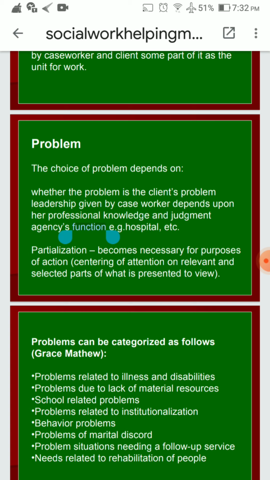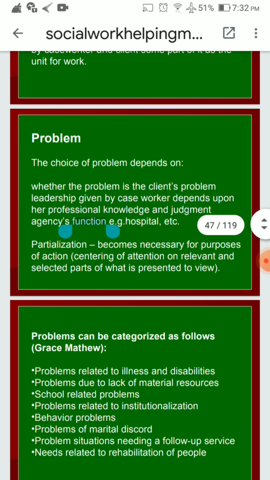That's why in our problem, we need to assess. We have three types of assessment: the pre-assessment, the assessment, and the post-assessment. The very first time that the client goes to your office or to you as a social worker, you need to distinguish first what their problem must be. In order to do that, you have your different skills, your different strategies, and even your professional knowledge. From the words professional knowledge, you need to make a judgment about the case professionally, not intentionally, not personally, but professionally.